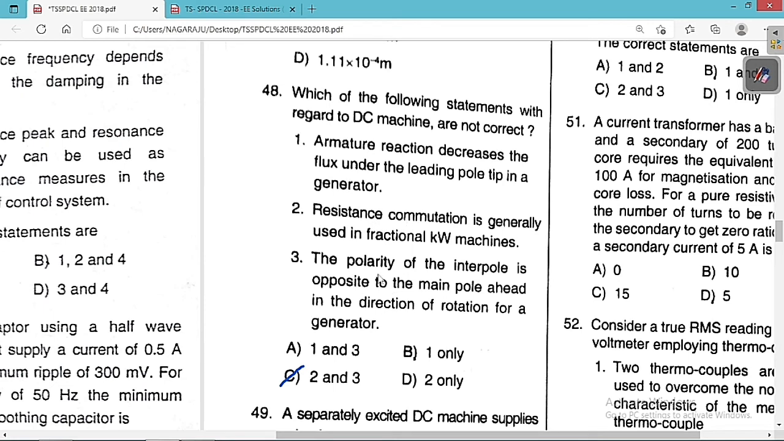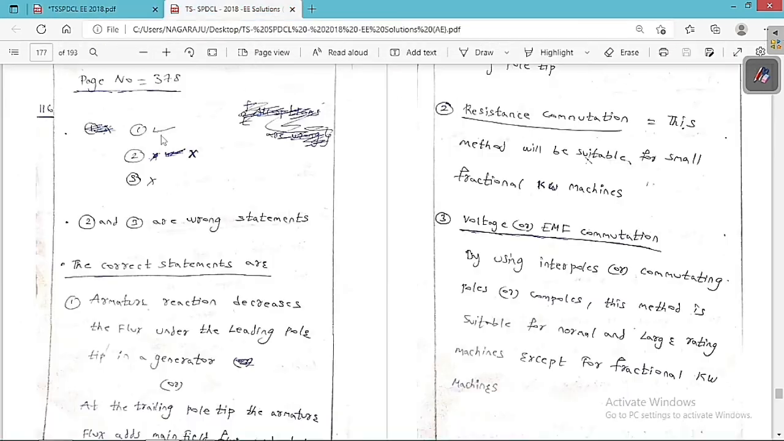And also, the polarity of the interpole is in the same direction as the main pole ahead in the direction of rotation for a generator. I've already told you this important point: the polarity of the interpole is the same as the main pole ahead in the direction of rotation for a generator. But they have given the opposite, so it is a wrong statement. Now we'll discuss something more about this. Statement 1 is correct, and statements 2 and 3 are wrong. Now we'll discuss each one in a very detailed manner.